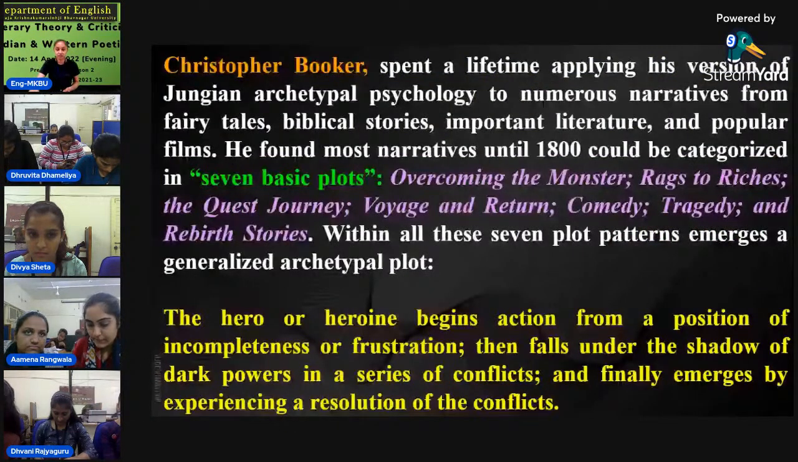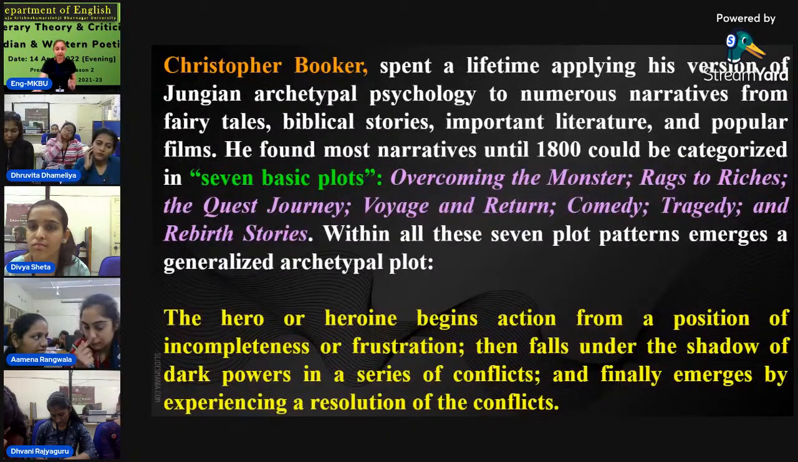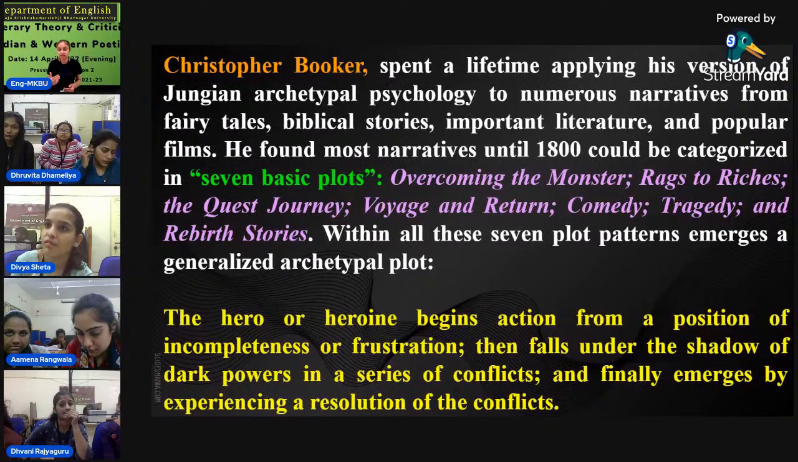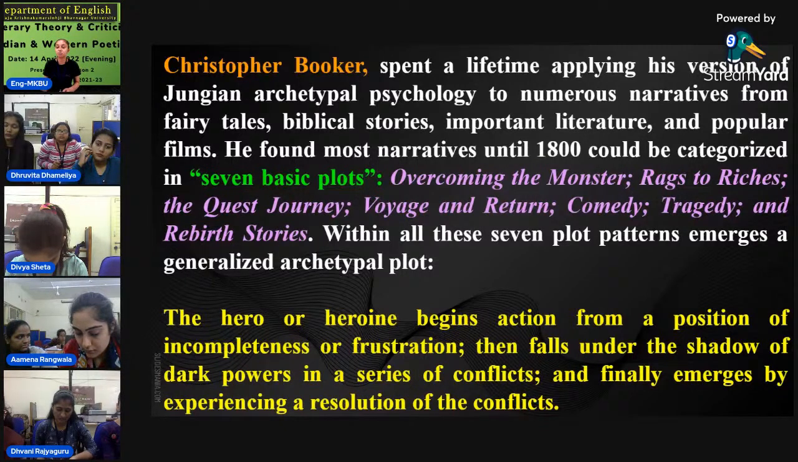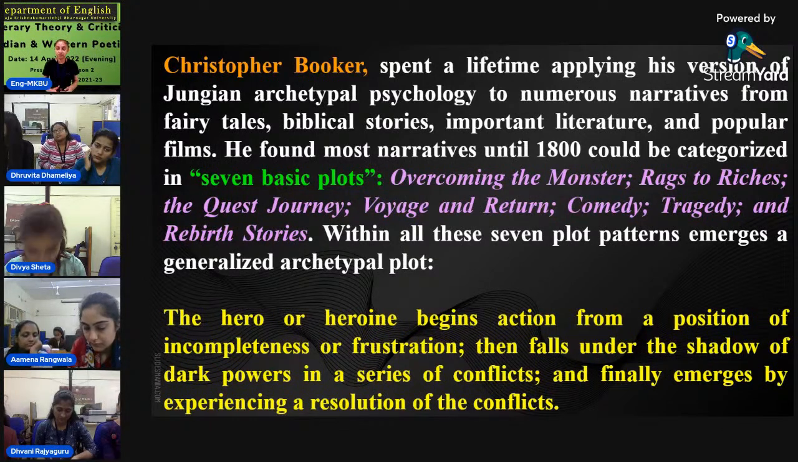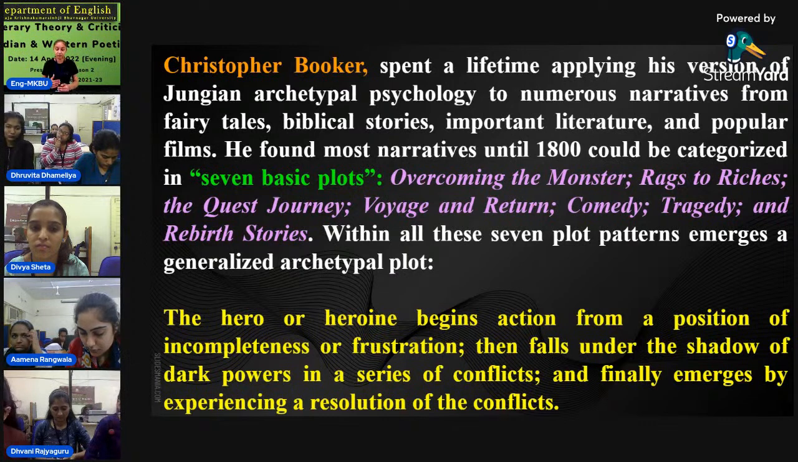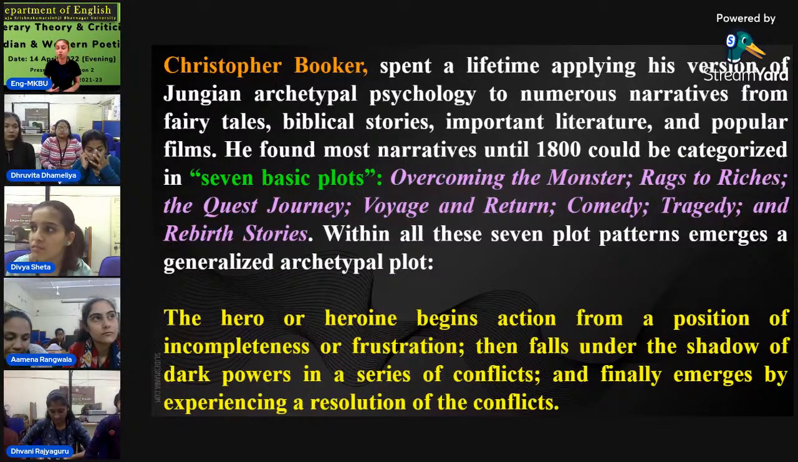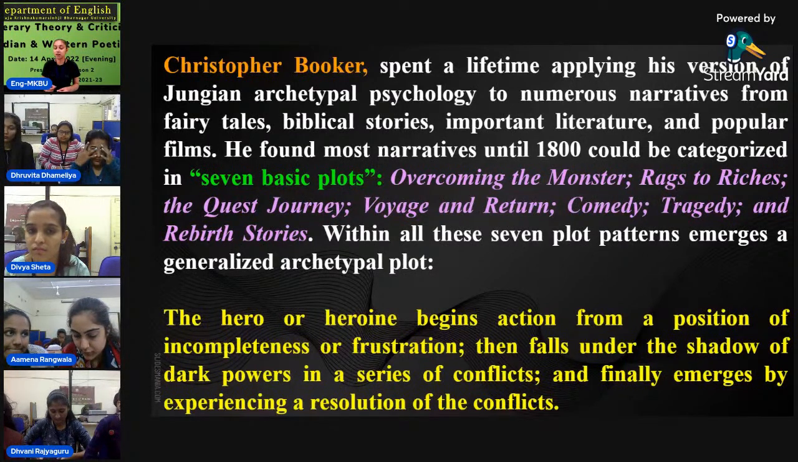Christopher Booker mentioned seven basic plots. The first is overcoming the monster, which we connect with Macbeth. In Macbeth, it is not a monster but the evil side of Lady Macbeth and Macbeth. Then there is rags to riches: Macbeth wants to become a king, which reflects rags to riches. The quest journey also appears, reflecting Macbeth's inner desire, his ambition, that he wants to be a king. Then voyage and return, as the war reflects this basic plot. Comedy and tragedy are also there, and rebirth stories; in Macbeth the story also has rebirth.